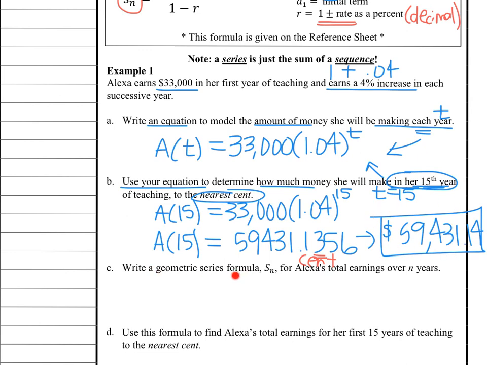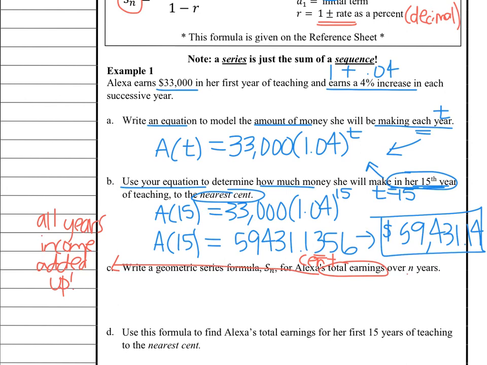Part C says write a geometric series, which again, it's not going to usually say this part, for her total earnings over n years. So they're asking you for total earnings, which means, I'm going to just draw an arrow over here, all years income added together, or added up. Okay, so that total earnings over n years.